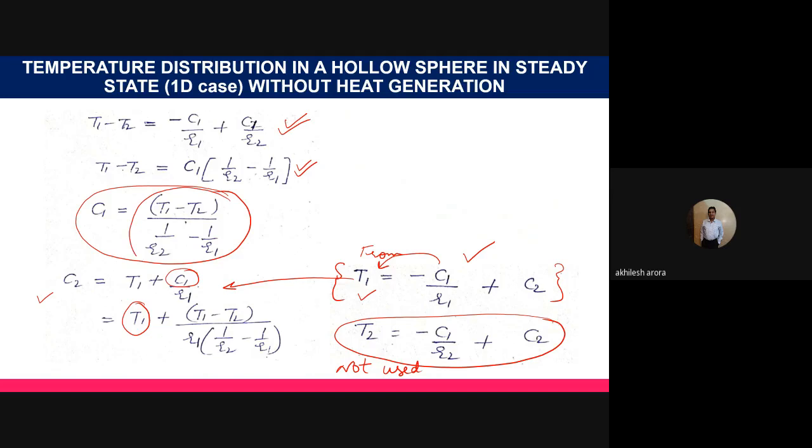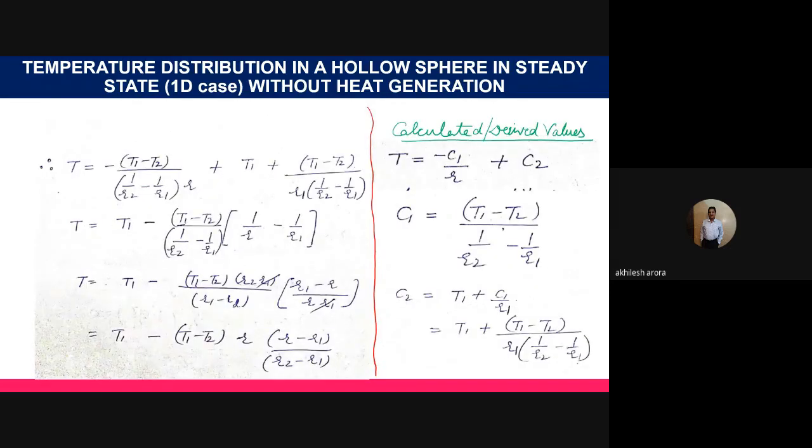C1 has this value, T1 minus T2 divided by this value of 1 over R2 minus 1 over R1. So from here we get the value of C2 also. Now these are the two values of the temperature distribution equation: this is the value of C1, this is the value of C2, and we can put these values of C1 and C2 in this equation, and when we put these values in this particular equation we get this particular equation which is shown here.